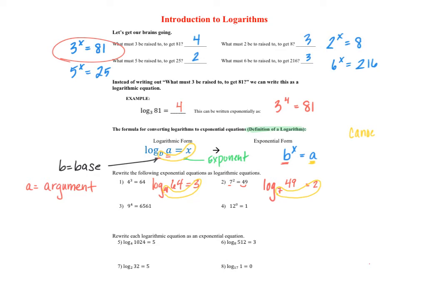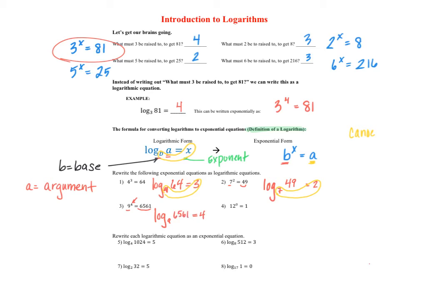I would like you to pause the video and try number 3 and 4 on your own. Okay, let's see how you did. Rewriting these in logarithmic form. My base of my exponential expression is going to be the base of my log. The exponent, the 4, represents my log, so that's going to go on the right. And the value on the right here, this 6,561, is going to be my argument.